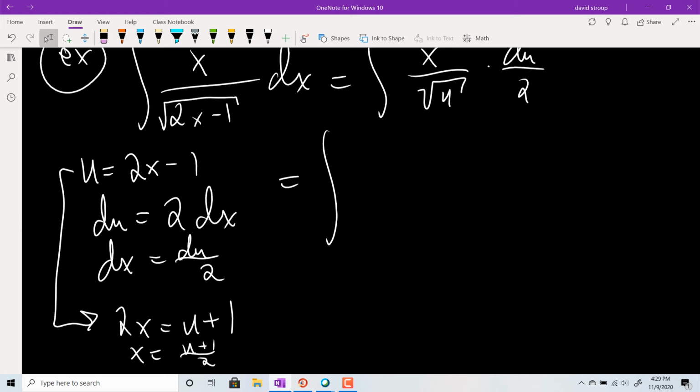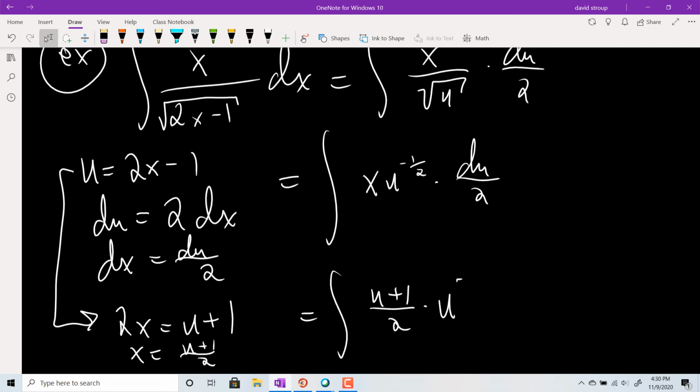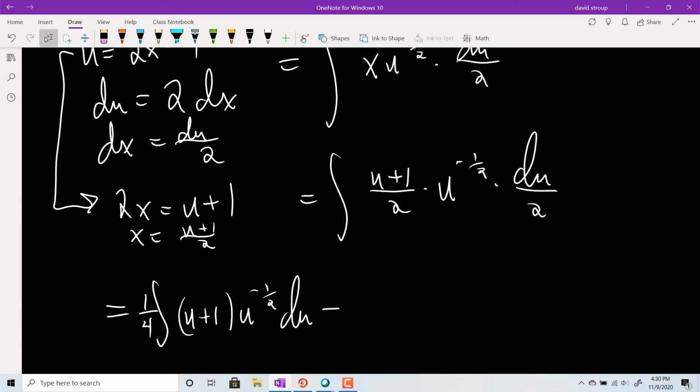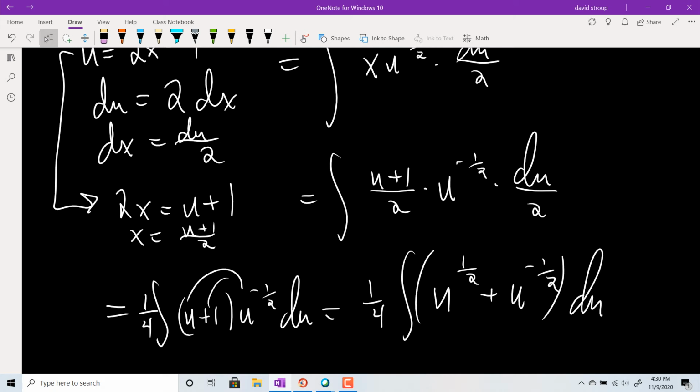Let's rewrite it a little bit. So this is really x times u to the negative 1/2 times du over 2. And then I'm replacing the x with u plus 1 all over 2, times u to the negative 1/2, times du over 2. You can factor out a 1/4. So I end up with 1/4 times the integral of u plus 1 times u to the negative 1/2 du. And then you have to distribute. So you get 1/4 integral of u to the positive 1/2 plus u to the negative 1/2 du, and then you can do a power rule on that.